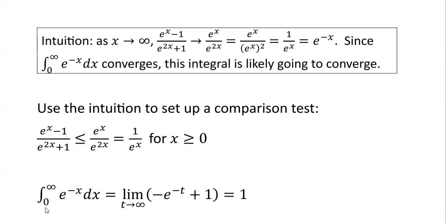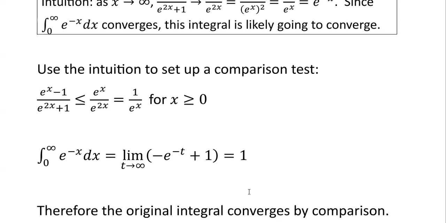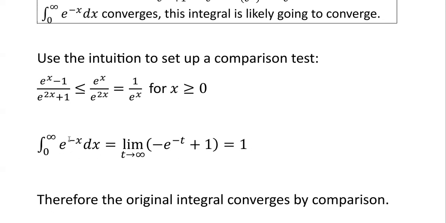We do the improper integral from 0 to infinity, e to negative x dx. We write in the limit notation. Find the limit, it's equal to 1. Therefore, by comparison test, since this guy converges and our guy's even smaller, our guy's going to converge as well.